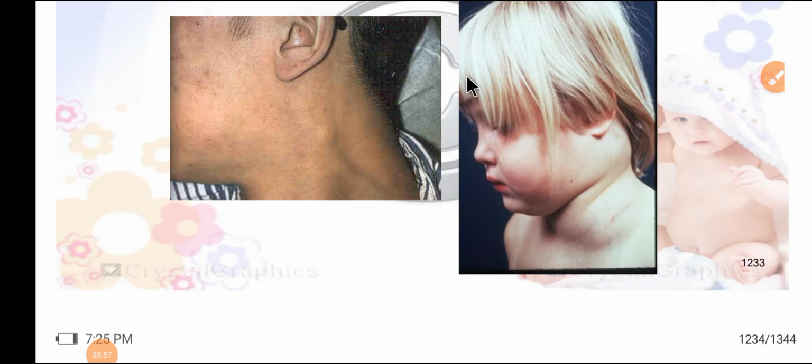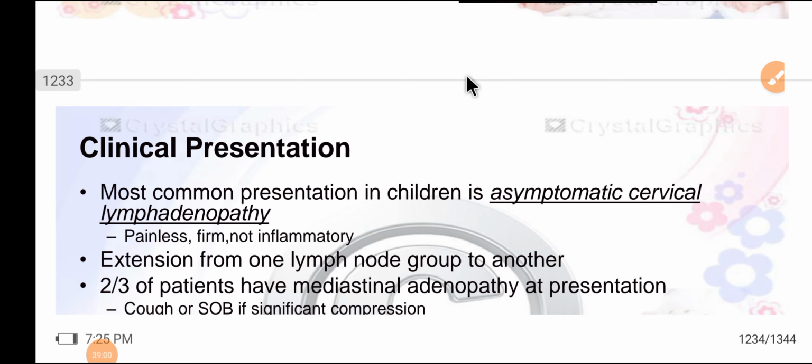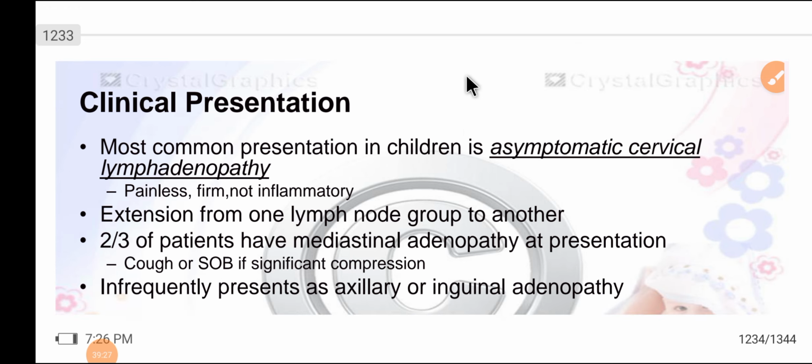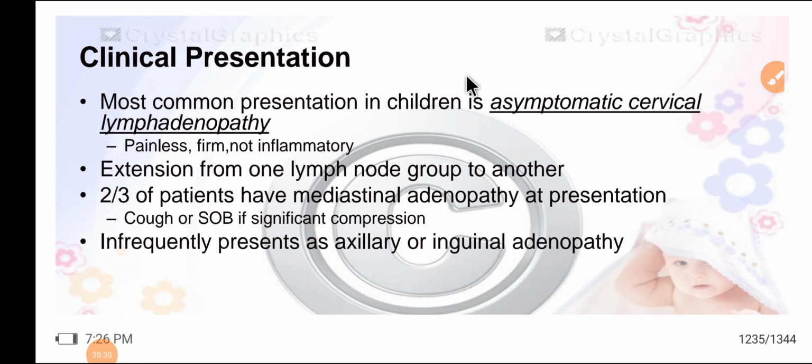How do they present? Clinical presentation. The most common presentation in children is asymptomatic cervical lymphadenopathy, painless, firm, not inflammatory. It extends from one lymph node group to another. Two-thirds of patients have mediastinal adenopathy at presentation, with cough or shortness of breath from significant compression, and it frequently presents as axillary or inguinal adenopathy.